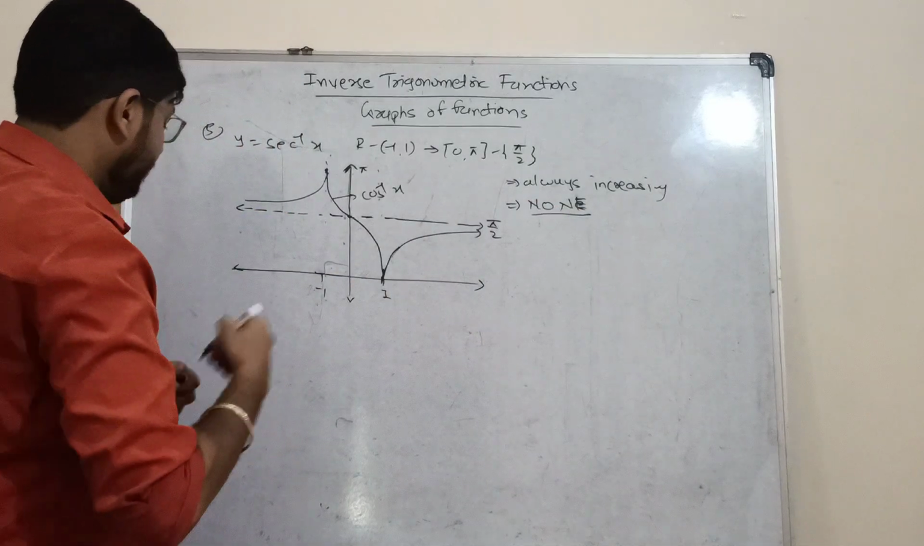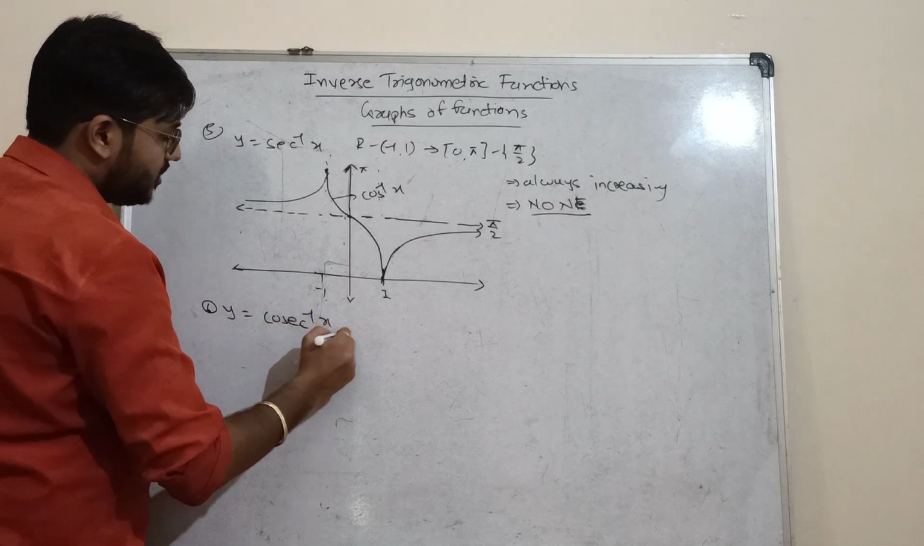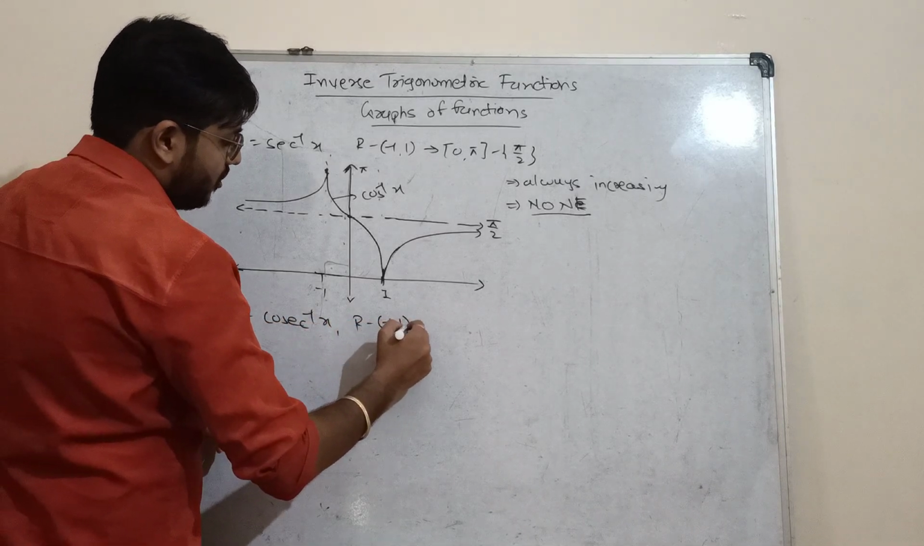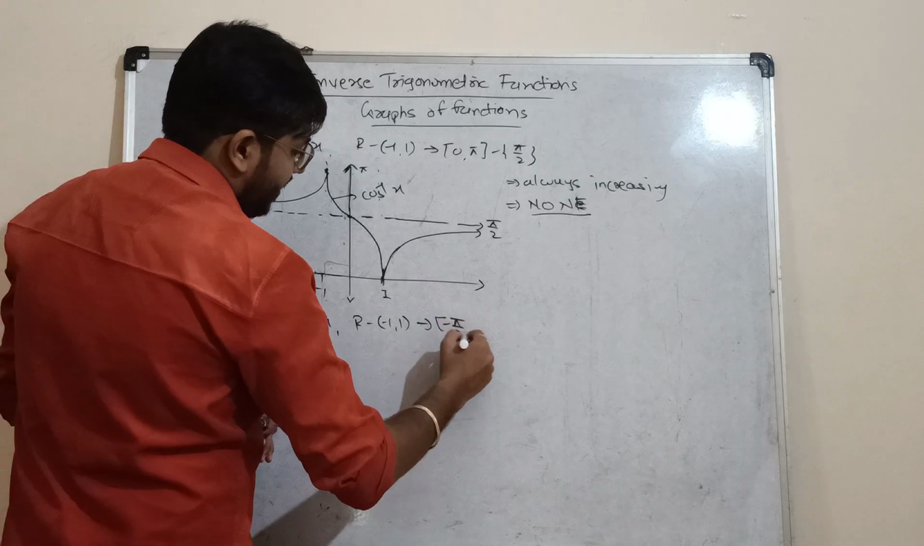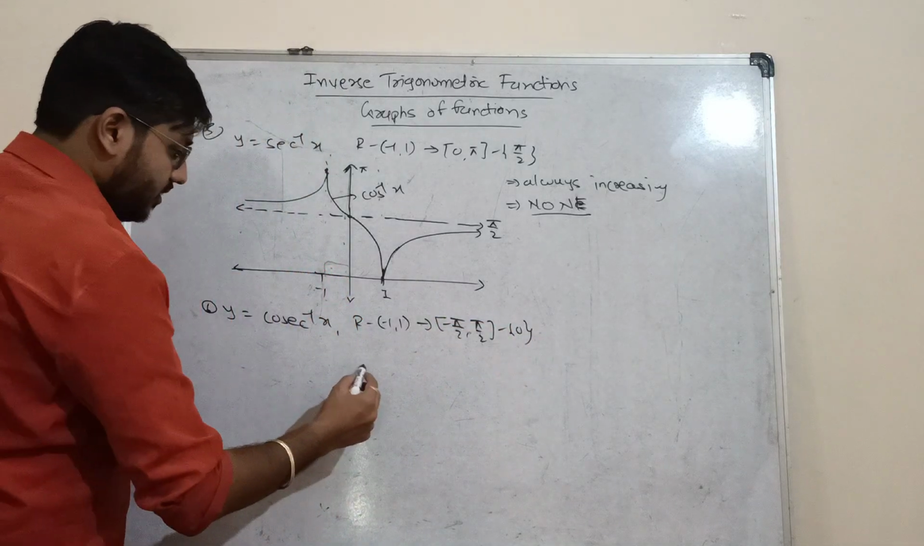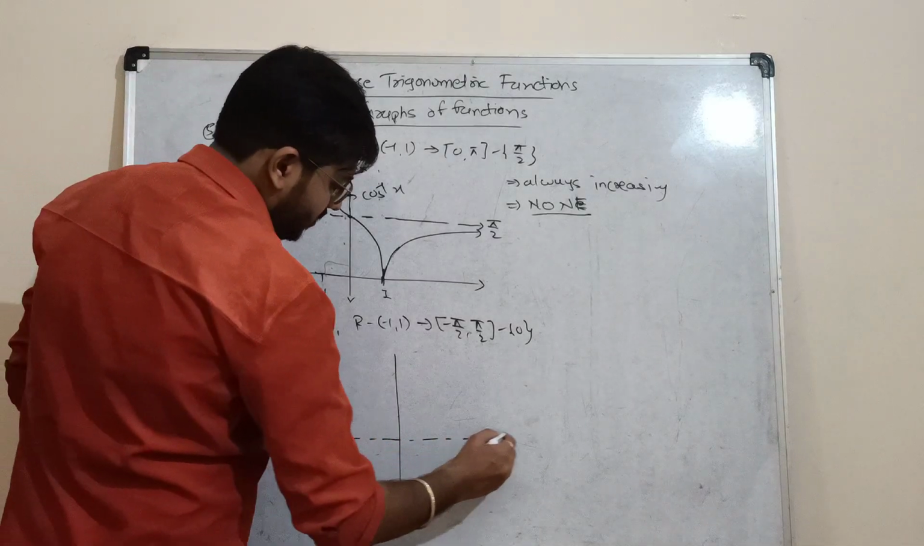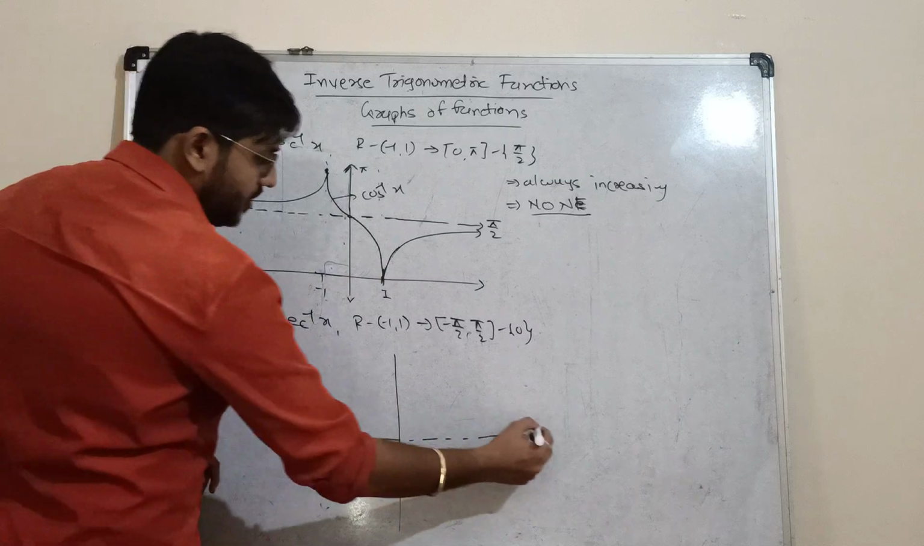Okay, and then number 6, y equals cosec inverse x, again from R minus (-1, 1), and range minus pi by 2 to pi by 2 minus 0. So for this graph, I need to take a dotted line for 0, because 0 is not in the range.